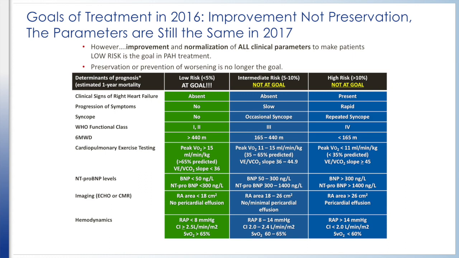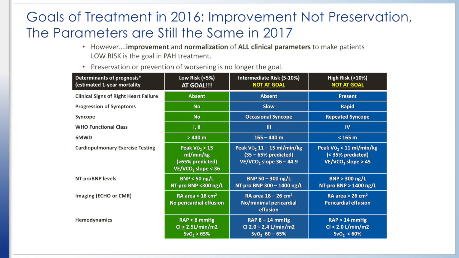A 6-minute walk distance, you can see the extremes here, greater than 440 meters is really ideally where we want to get them to, but less than 165 is certainly a very high-risk patient. Cardiopulmonary exercise testing, as we mentioned earlier, natriuretic peptide levels, as I mentioned earlier, imaging. Ideally, we want to look for the absence of a pericardial effusion. If there is a pericardial effusion, that signifies a patient who's at increased risk. And then the right atrial area. Ideally, we want to see somebody with a smaller right atrium, less than 18 centimeters squared in size, as opposed to if they're over 26 centimeters, that's a sign of hemodynamic problems.